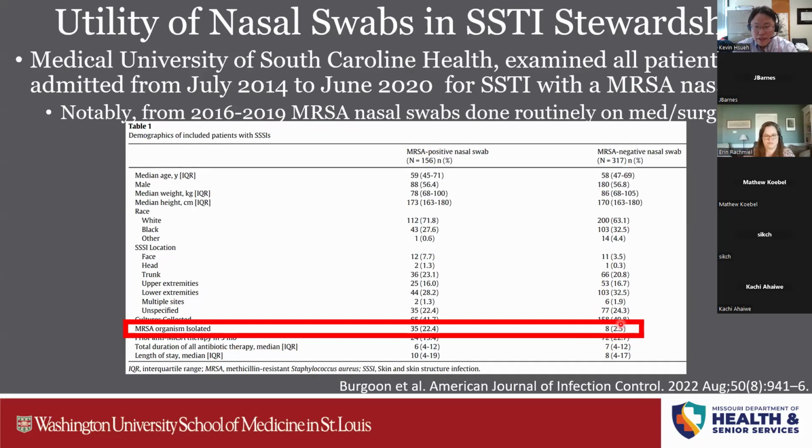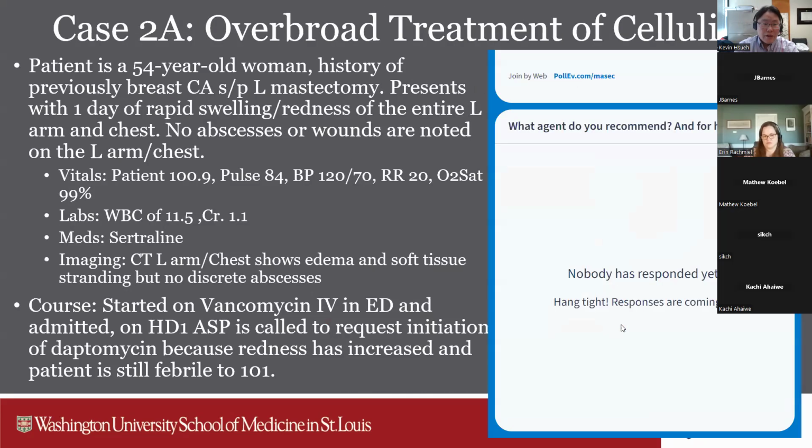So at my institution, we think that this is a very good way of getting people to de-escalate off vancomycin for uncomplicated non-purulent cellulitis. So for this patient, she met none of the criteria for severe cellulitis. She definitely had a non-purulent cellulitis, no abscesses or wounds. And so she should have never been started on vancomycin in the first place.